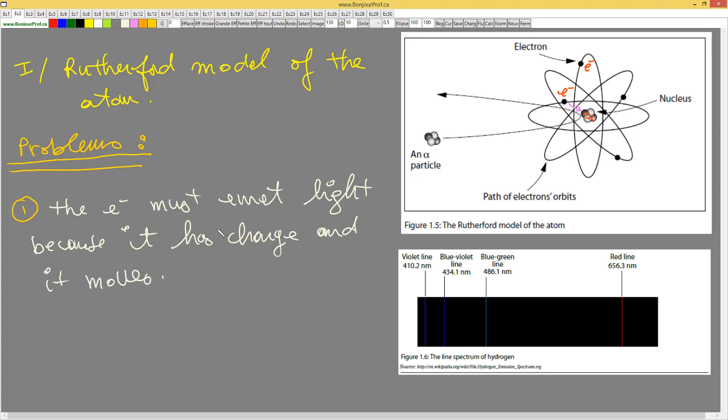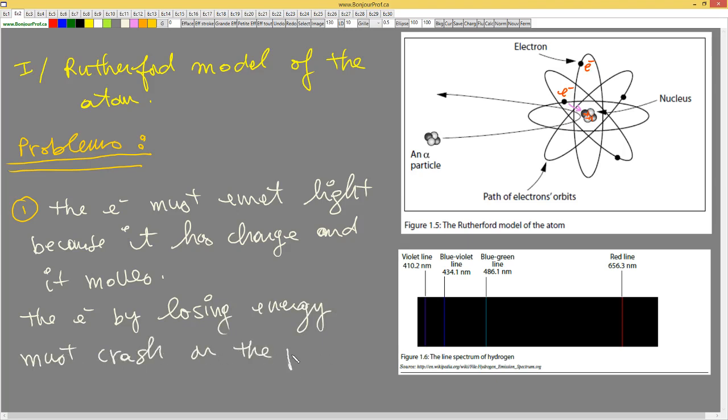These are the laws of electricity, the Maxwell equations. They are telling us that if the electron is moving, because it is charged, it has to give light. Does it mean that it has to lose energy? By losing energy, the electron must crash on the nucleus, on the protons.